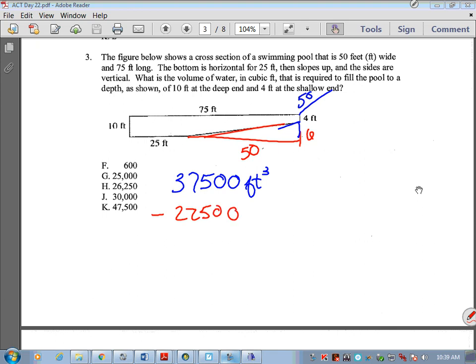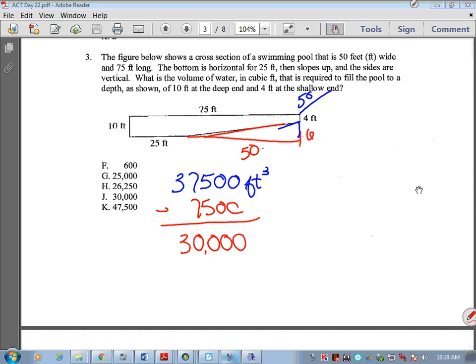And I don't think I do. I should get something like 7,500. Oh yeah, I multiplied by 150. So it's 150 times 50. That's where my mistake was. So 7,500. Yeah, so 37,500 minus 7,500 leaves me with 30,000.